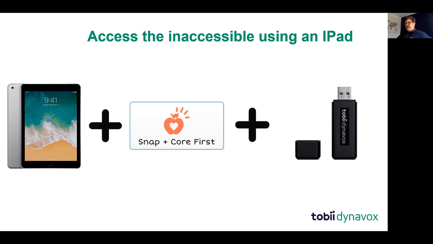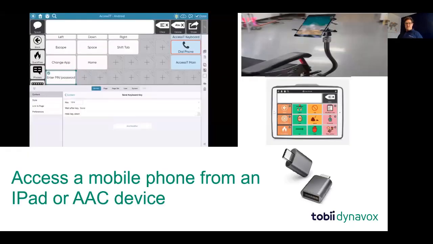So again, thinking about teenagers or children that want to watch Netflix, let's say, and rather than relying on a parent to control that, maybe they want to have access to that themselves. And this really opens up that opportunity for them. Likewise, if we maybe want to access a mobile phone, we can do the same thing. So again, we're going to be using our Access IT to access our phone.